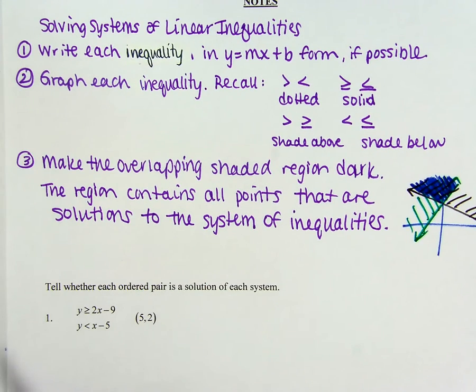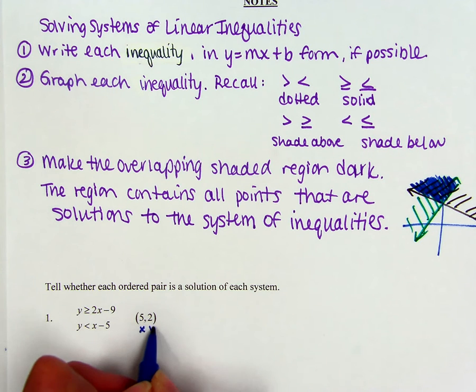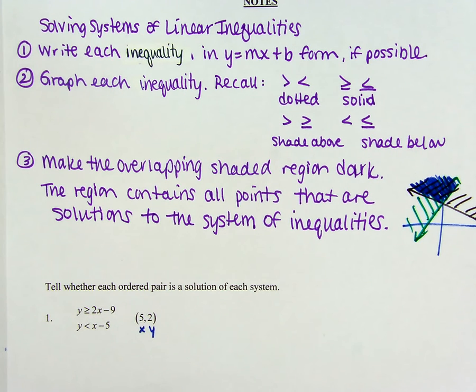So the first problem actually doesn't have to do with a graph. You could do this algebraically. Tell whether each ordered pair is a solution to the system. So solutions are points that make the original problems true. So if you take your x and y and substitute into the top inequality and the bottom inequality, and if they both turn out to be true, then yes, it's a solution. If one or both are false, then it's not a solution.